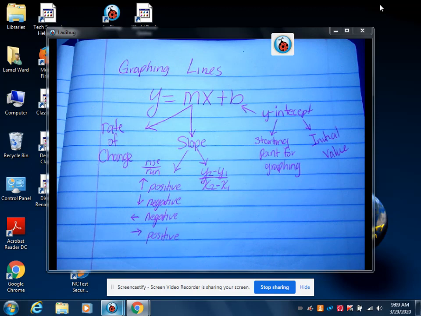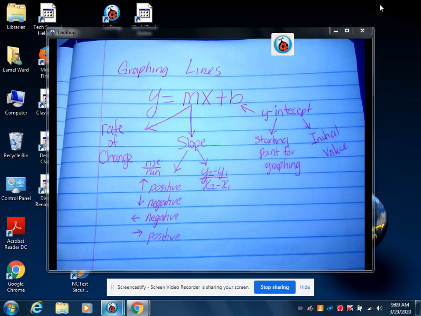And then you have your y-intercept here. We talked about how the y-intercept is your starting point for your graph, or your initial value. Whenever we're doing our graph, that's the first place we're looking for. Now that we have that, let's start practicing some examples, showing you exactly what you're going to have to do for this lesson.